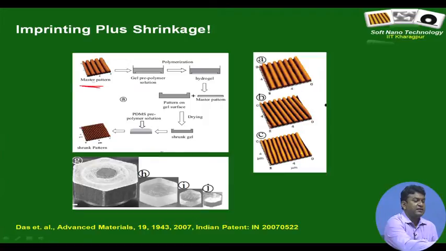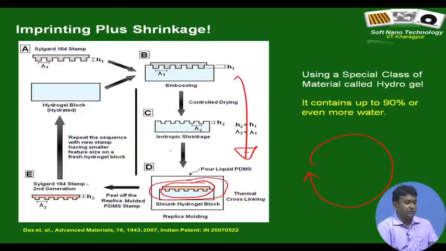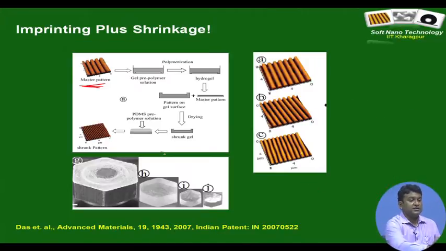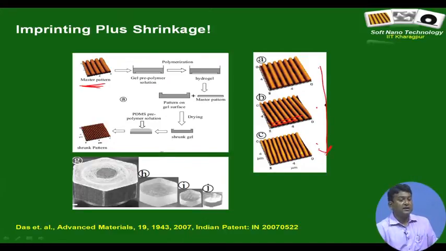So, you can see here that you have a master pattern, you do whatever we just showed you, imprint a block of gel, allow it to shrink, and then what you get is patterns which have much smaller periodicity. So, this is the first generation replica, this is the second generation replica, this is the third generation replica, and you can go down significantly for several cycles.